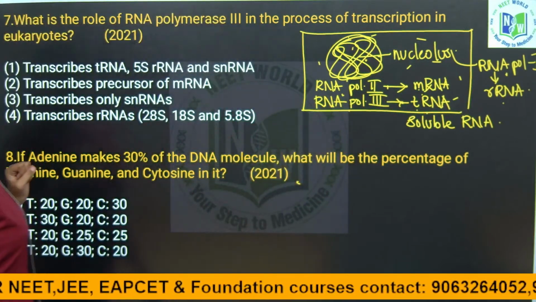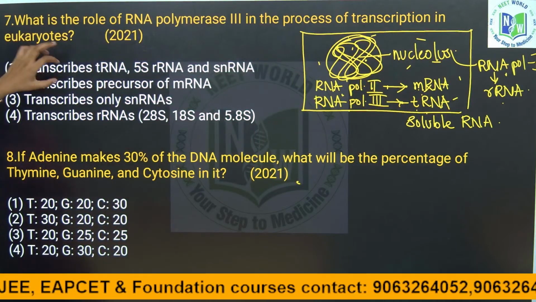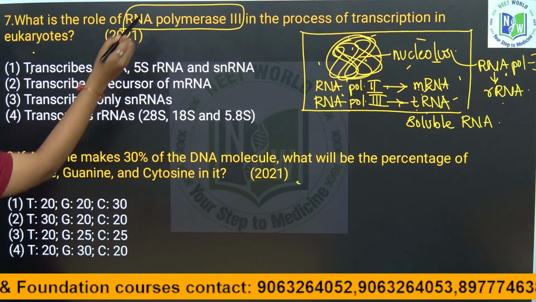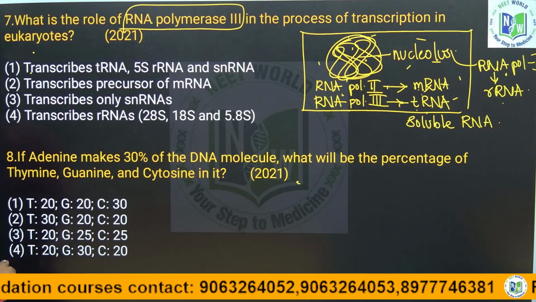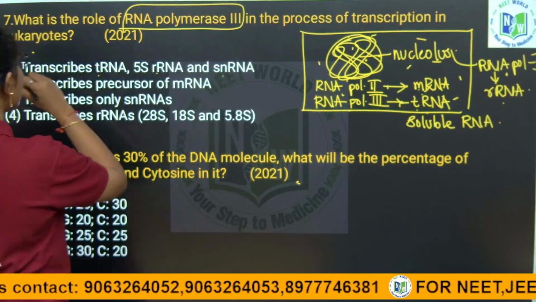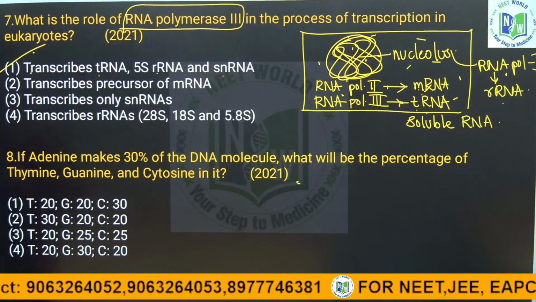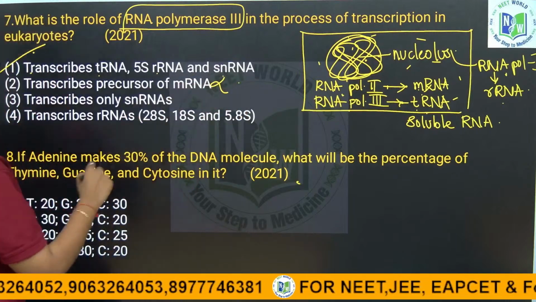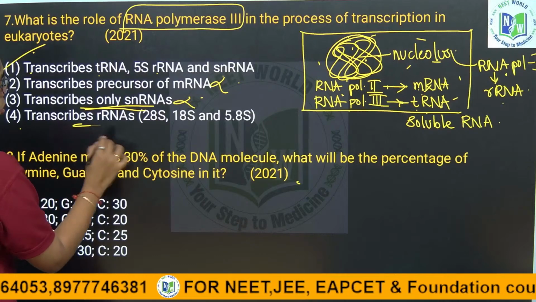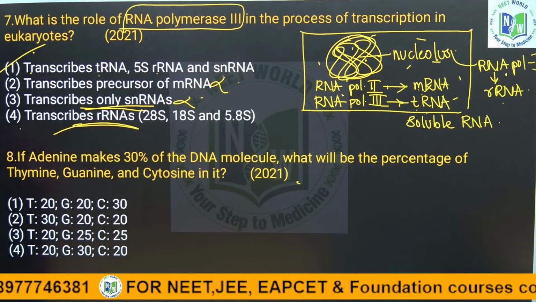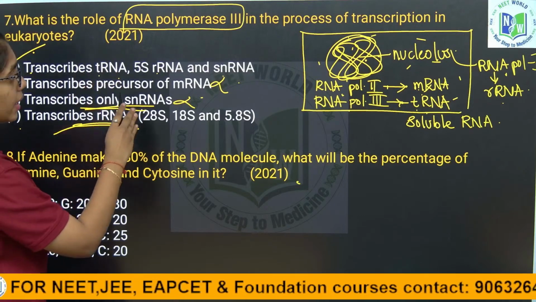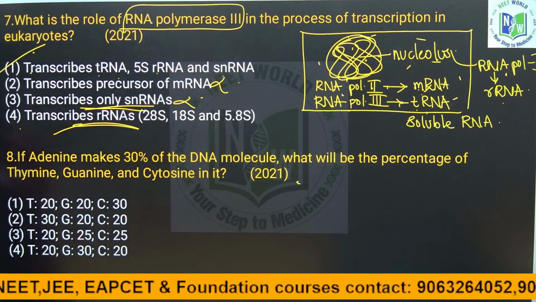So, now if you look into the role of RNA polymerase 3, he is asking. RNA polymerase 3 will transcribe tRNA, 5S rRNA and snRNA, option 1 is correct. It is not synthesizing mRNA, it is not just synthesizing snRNA, and it does not transcribe the large rRNA; it transcribes tRNA, 5S rRNA and snRNA.